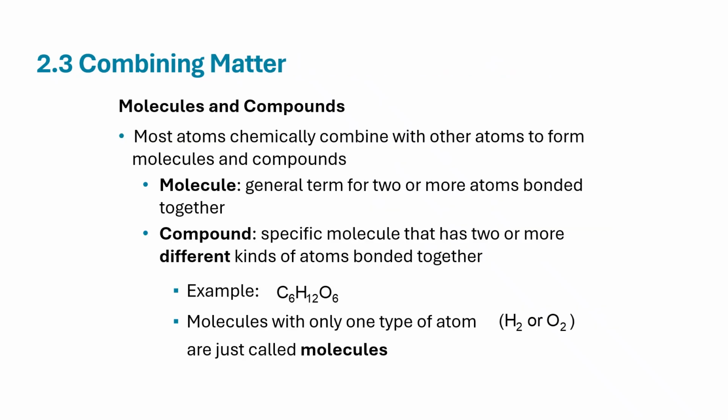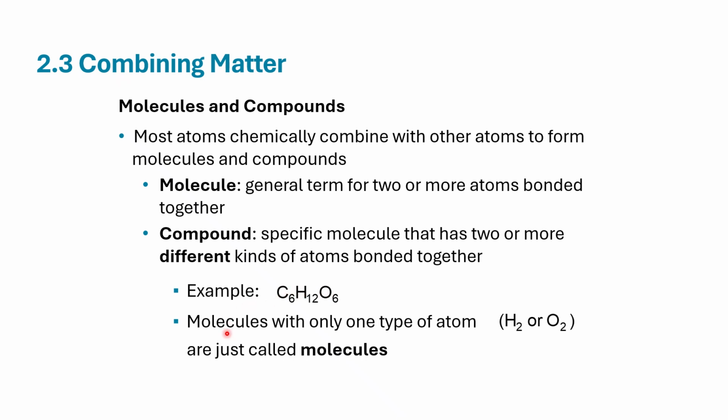Combining matter, molecules and compounds. Most atoms chemically combine with other atoms to form molecules and compounds. So a molecule is a general term for 2 or more atoms bonded together. So that would be like H2 or O2. The same ones, multiple of the same. A compound is a specific molecule that has 2 or more different kinds of atoms bonded together. So that would be like the H2O, or glucose, C6H12O6. Different kinds is a compound.